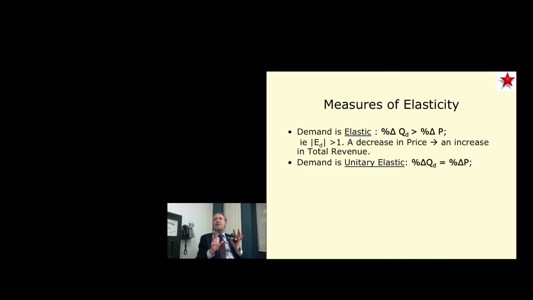If the two are the same, if when I lower price by 10%, I sell 10% more units, then the ratio is going to be 1, right? Because it's 5% divided by 5% or 10% divided by 10%. So the actual size of the number will be 1, and that is called unitary elastic. Unitary meaning 1.